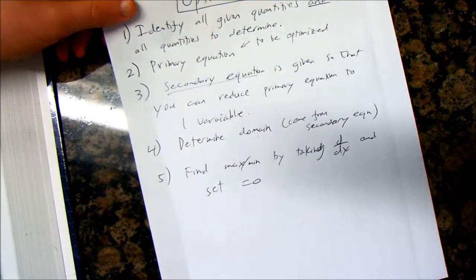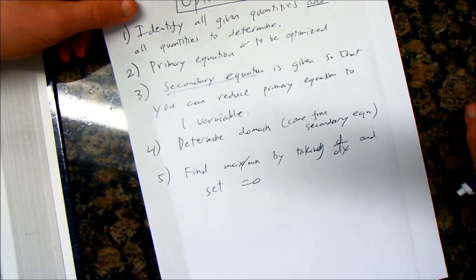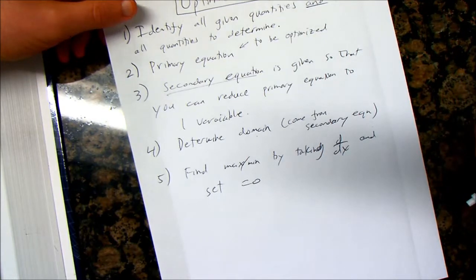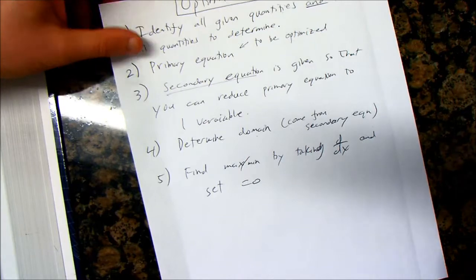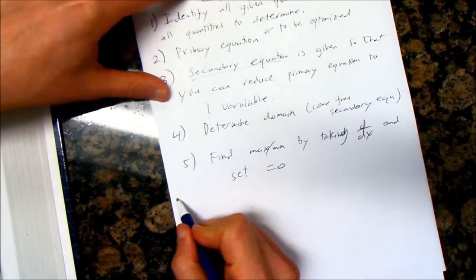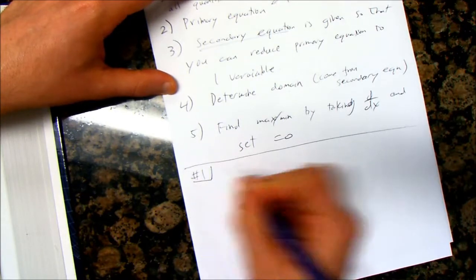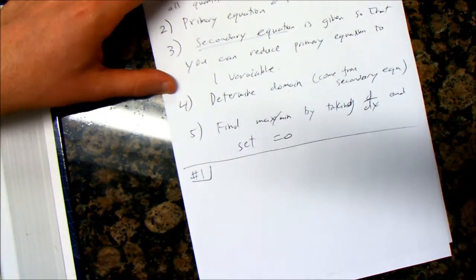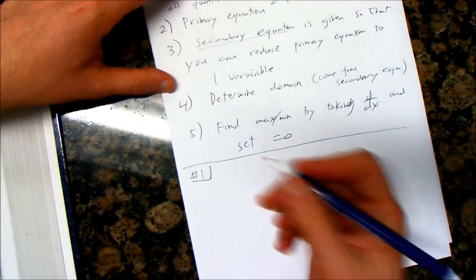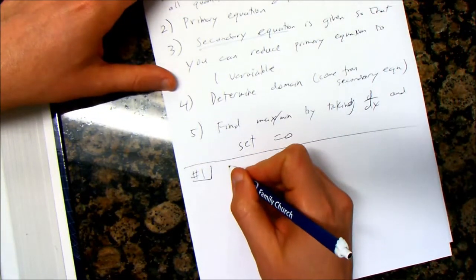So, first problem on MyMathLab. It says find the smallest perimeter and the dimensions for a rectangle with an area of 64. Okay, so let's follow these steps. I think I should be able to fit it right here. So this is number 1. Find the smallest perimeter and the dimensions for a rectangle with area of 64. So write down all my given quantities and quantities I want to find.